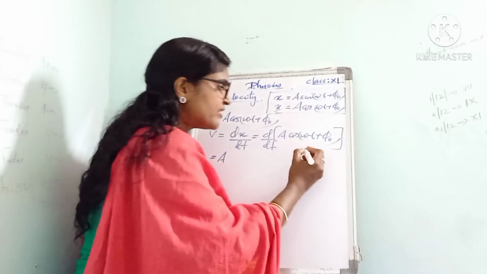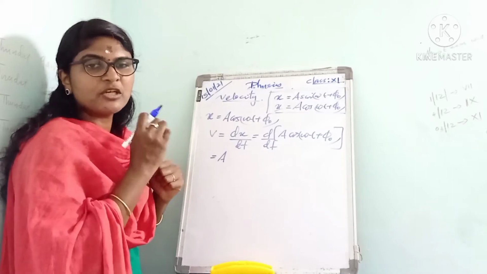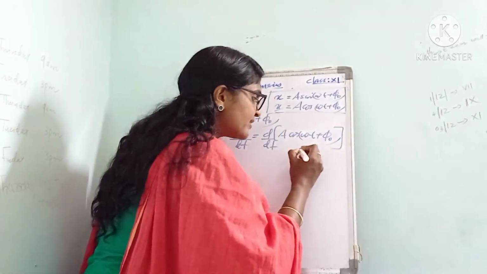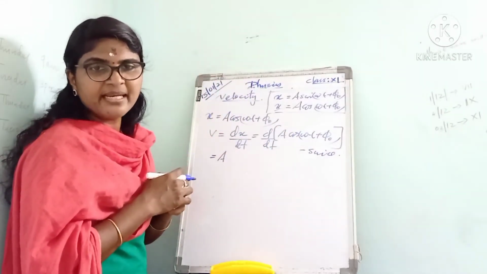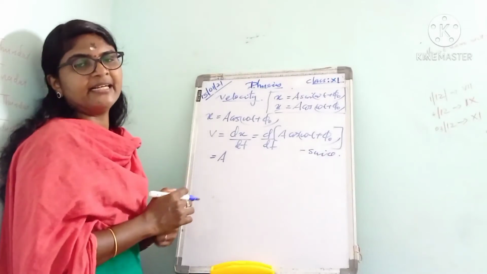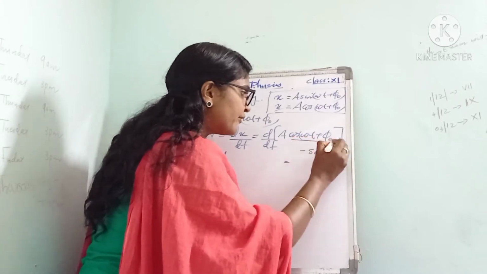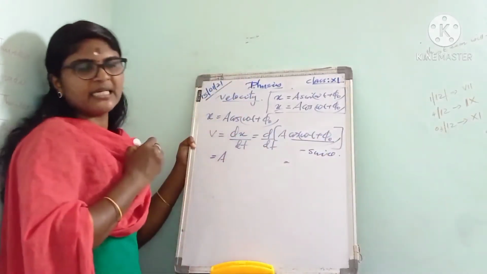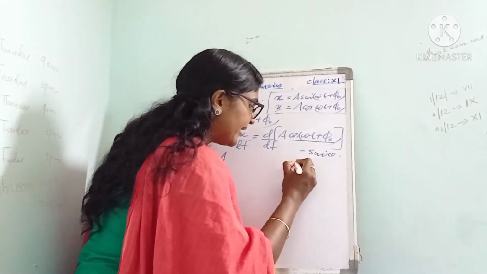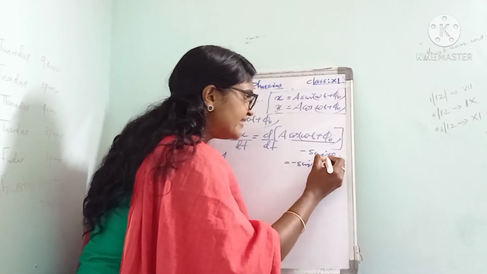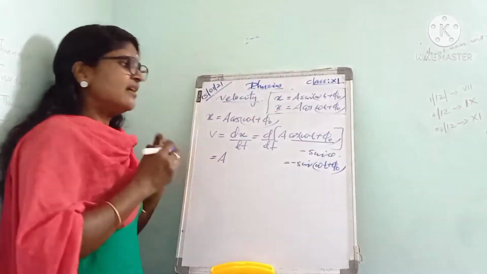All of you know the differential of cos theta, that we have already learned. The differential of cos theta is minus sin theta. Here also we have to find the differential of cos(omega t plus phi 0). So it is minus sin, and instead of theta we write omega t plus phi 0.